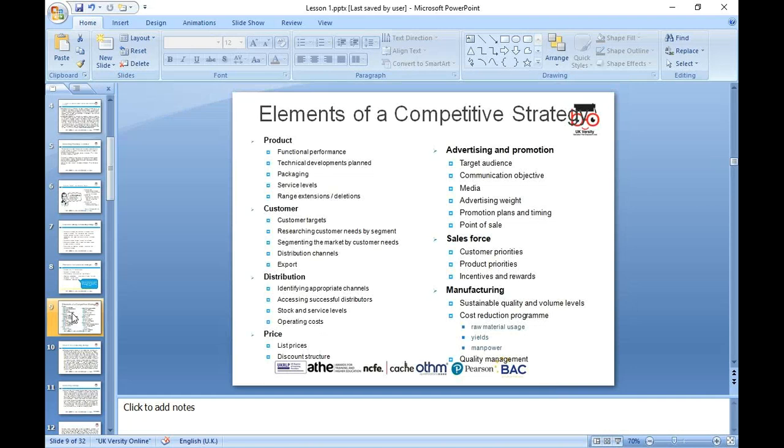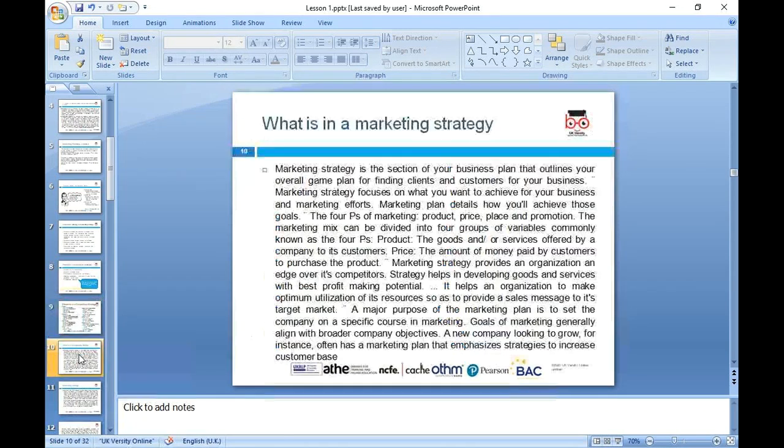Next, we look at our slide: elements of competitive strategies. If we want to make competitive strategies, we can look at what the key elements are. Products: packaging, service levels, range extensions, deletions of different products. To whom we target, segmentation, to whom we want to sell this product, which area we want to distribute in, which channel of distribution we will use, price, what price we will charge, advertising and promotion, our promotion mix, sales force and manufacturing. We look at all this when we set our competitive strategies to achieve our objective. Then we look at the next slide.